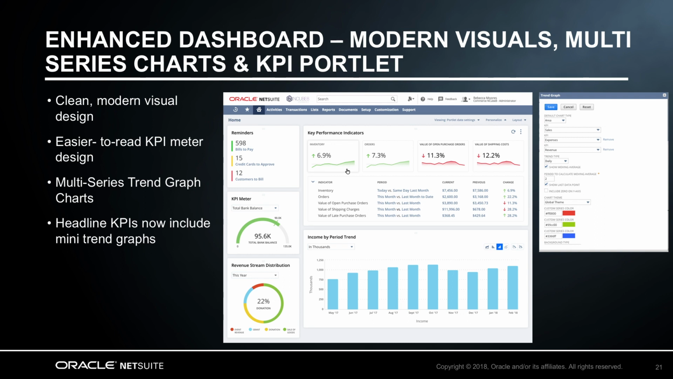In the 19.1 release, NetSuite dashboards have a new look and feel. The clean, more modern visual design makes it faster and easier to consume key business insights at a glance, including a redesigned KPI meter. You can now display multi-series charts and trend graph portlets, comparing up to 3 KPIs, both standard and custom. The headline KPIs are more bold and distinct, including a mini trend graph, enabling you to act quickly on insights.